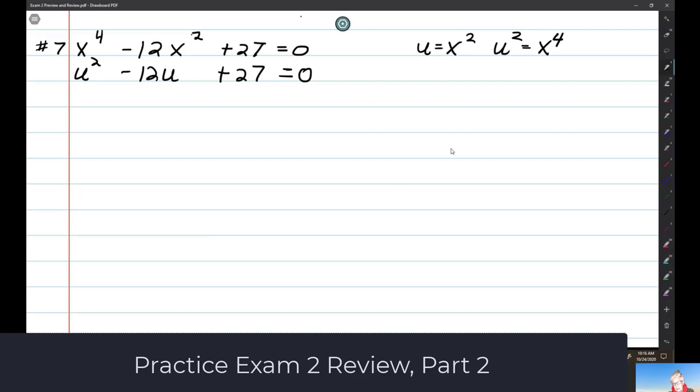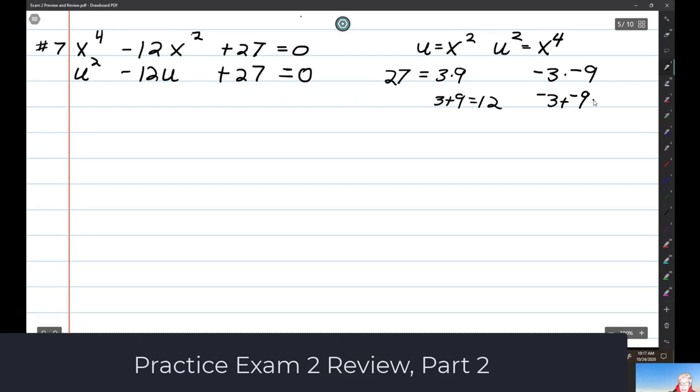And yeah, okay, this is factorable, I think. Let's see, 27 equals 3 times 9, and 3 plus 9 equals positive 12. But because 27 is positive, it will also equal negative 3 times negative 9. And when you add negative 3 plus negative 9, you'll get negative 12. So those are the numbers I want to use. And since there's a 1 in front of the u squared, because there was a 1 in front of the x to the fourth, we can, instead of using the longer version of grouping, use the shorter version of grouping.